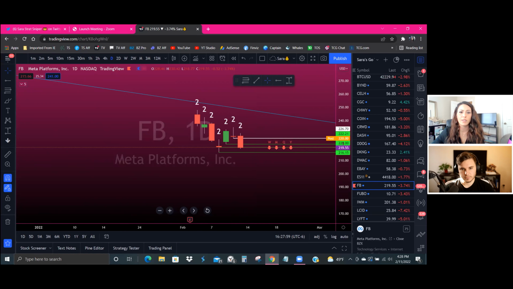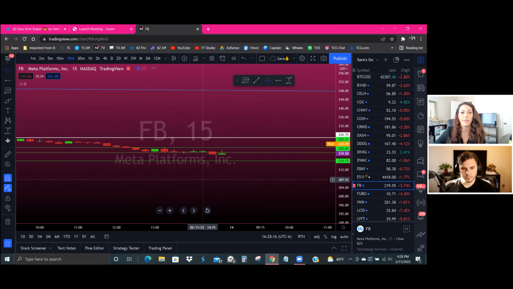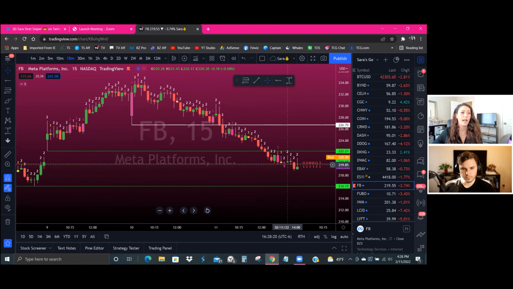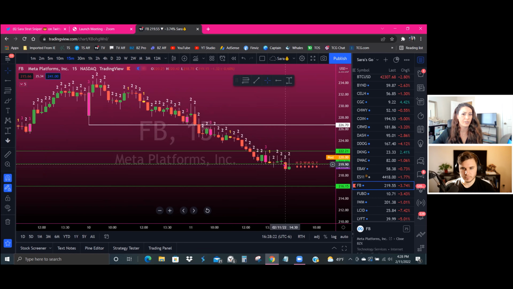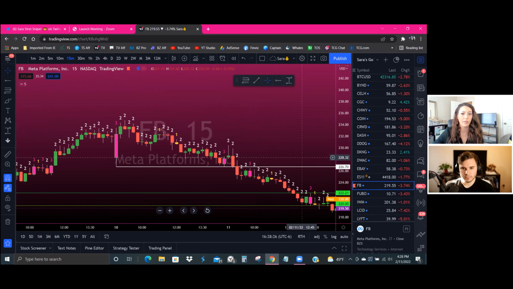Okay, so this was the setup. My white is my entry, my green are my targets, and I always talk about psychological levels. If you're in the hundreds, it's increments of every $5. So 225, 220, 215. So let's go to the 15-minute time frame and see what happened. Also, I do not use extended hours trading. I only care about real-time trading.